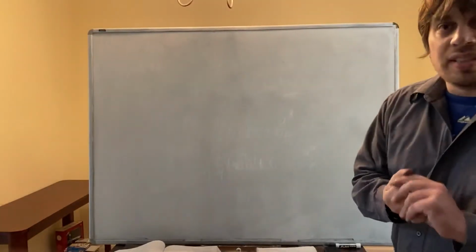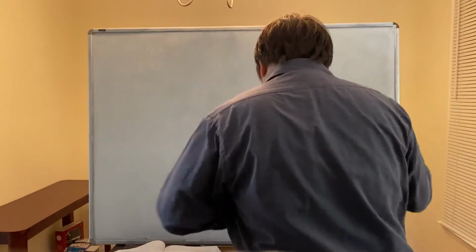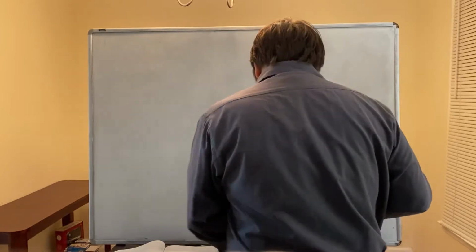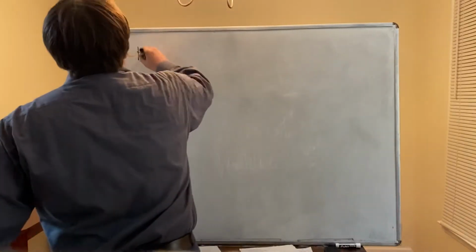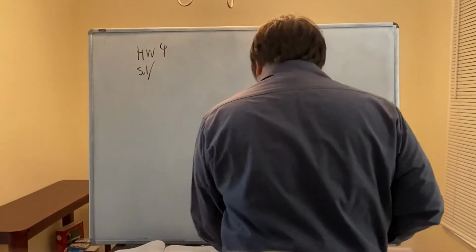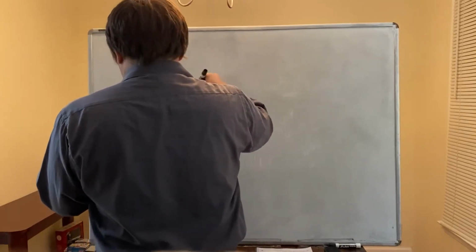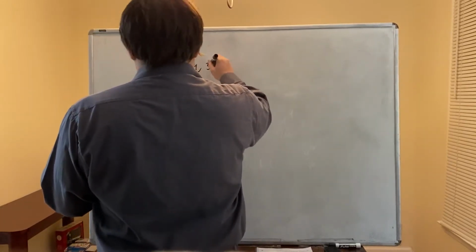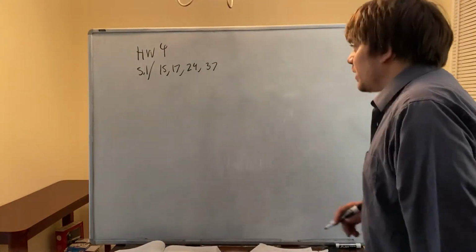Hi, let's go over the next homework. So that is homework 4. Okay, so homework 4 was 5.1. And so the problems we're going to go over in 5.1 are 15, 17, 24, and 37. Okay, so let's get started.